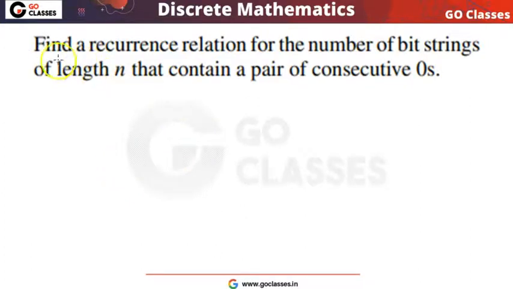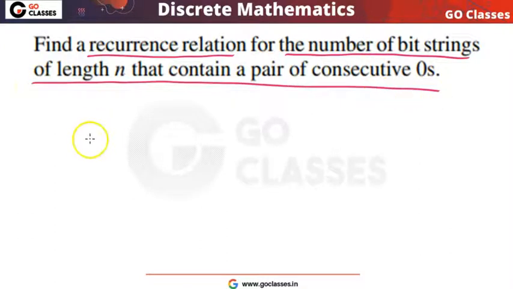Let's solve this question. Find a recurrence relation for the number of bit strings of length n that contain a pair of consecutive zeros. So what we want is the number of bit strings of length n that have a pair of consecutive zeros. This is the question.